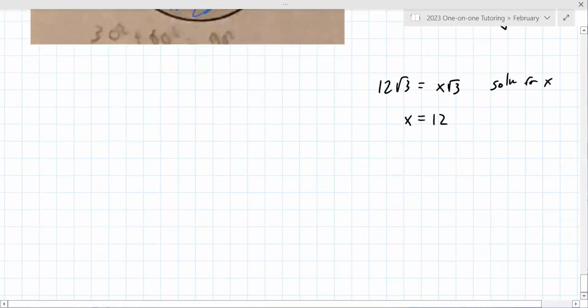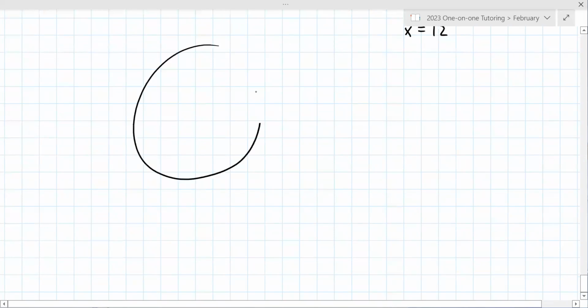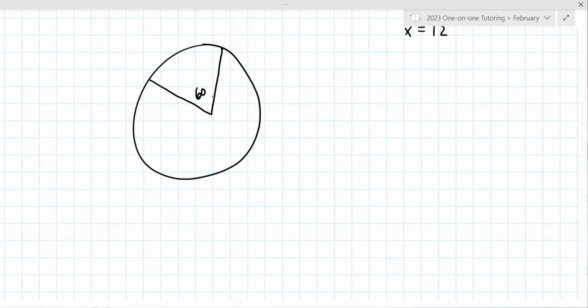So I'm going to scroll down. This is something I've recommended on a lot of problems: you don't draw everything. So this is 60 and the radius is 12. Oh, that's not very good. Let me redraw that slightly better.